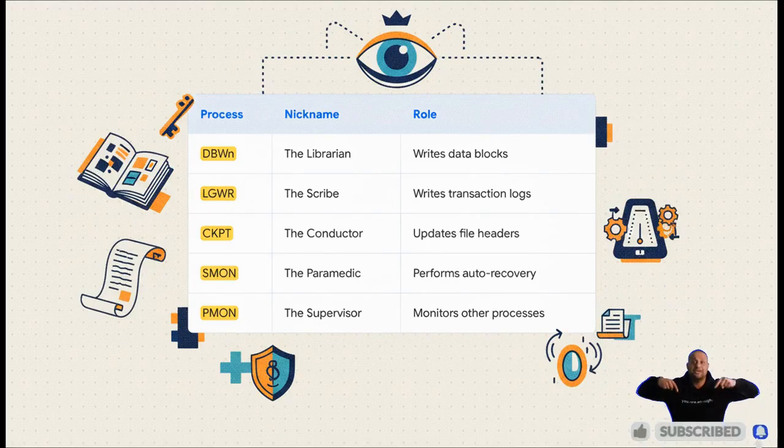But then you've got CKPT, who's like the conductor, making sure all the file headers are in sync. If a crash does happen, SMON, the paramedic, is the one that jumps in to do that automatic recovery we talked about. And watching over all of them is PMON, the supervisor, whose job is just to make sure every other process is alive and doing its job.